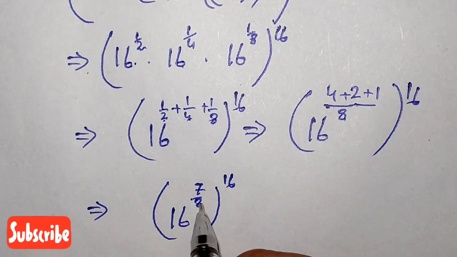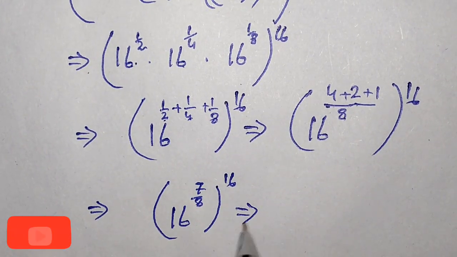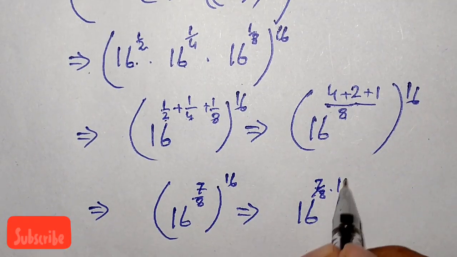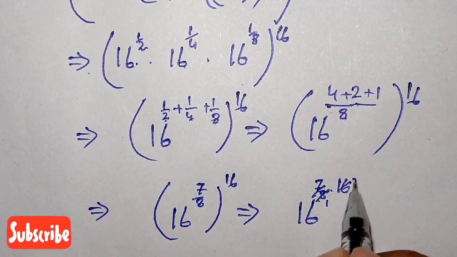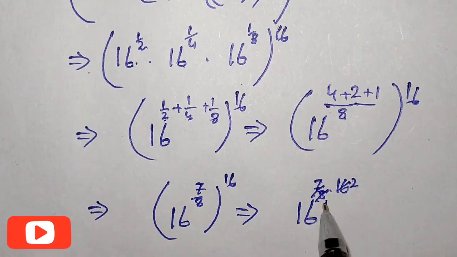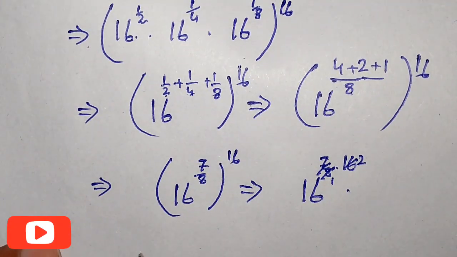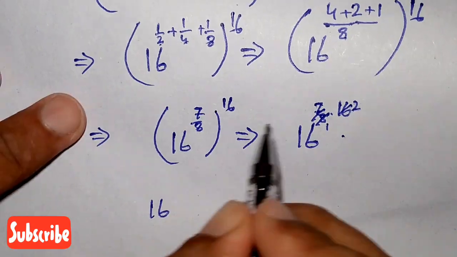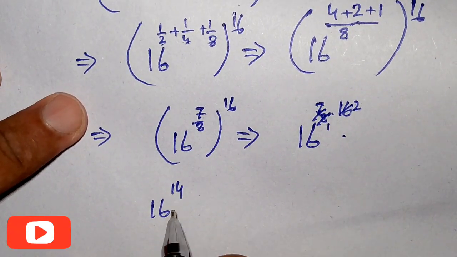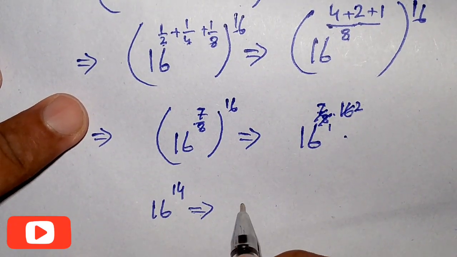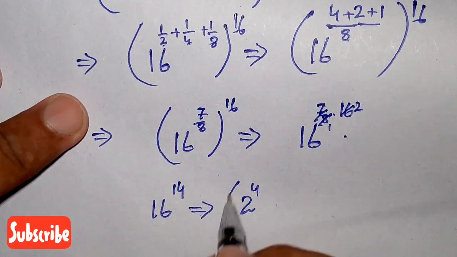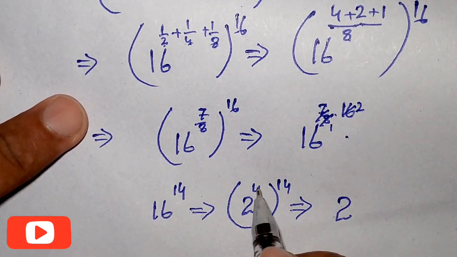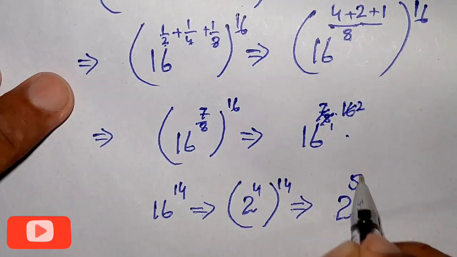Now in the next step this can also be written as 16 to the power of 7 by 8 times 16. So 8 times 1 is equal to 8, 8 times 2 is equal to 16, so 7 times 2 is equal to 14. So this will become 16 to the power of 14. Now we also know that this 16 can also be written as 2 to the power of 4, to the whole power of this 14. And finally 2 to the power of 4 times 14 is equal to 56.